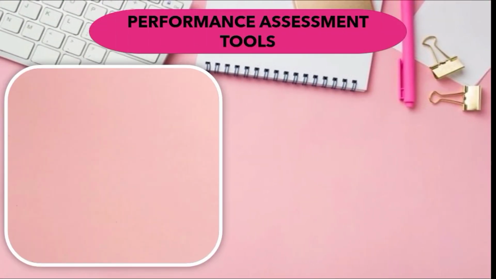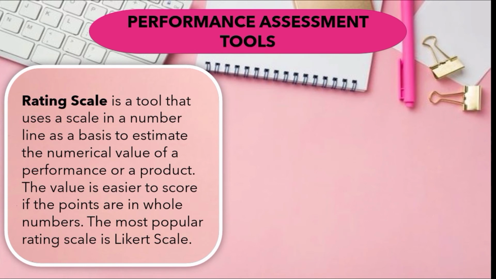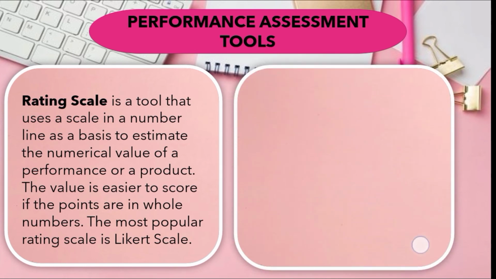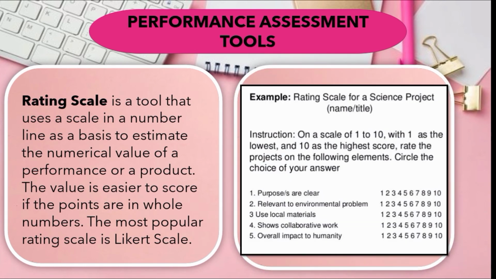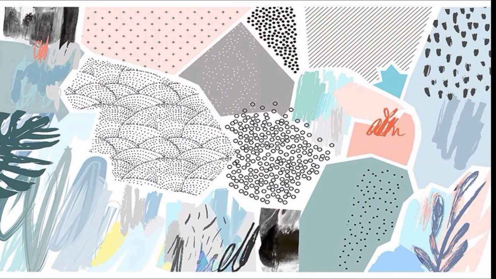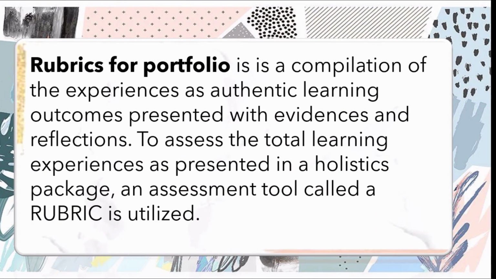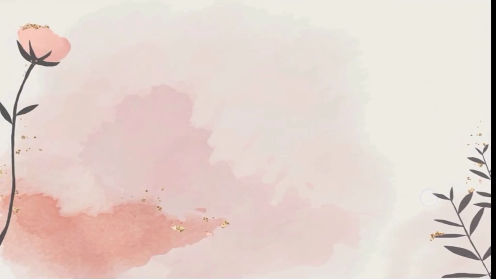We have here the performance assessment tools. The rating scale is a tool that uses a scale in a number line as a basis to estimate the numerical value of a product or performance. Here is the example. And we have here the rubrics for portfolio. It is a compilation of the experiences as authentic learning outcomes presented with evidences and reflections.